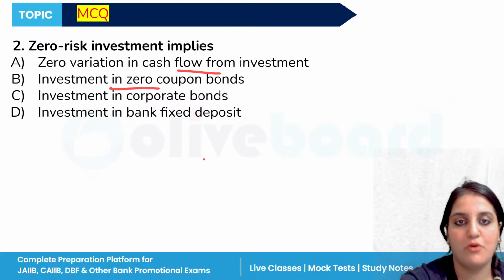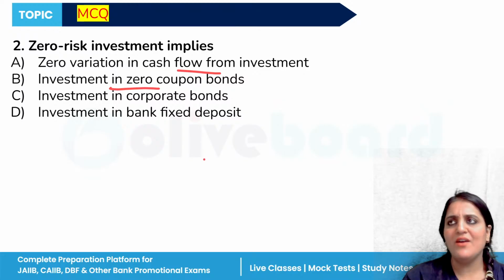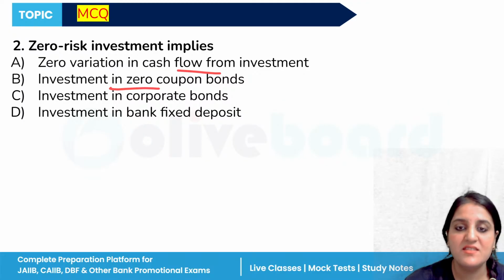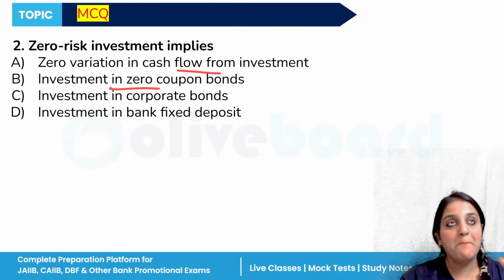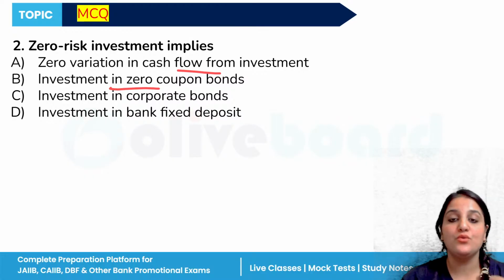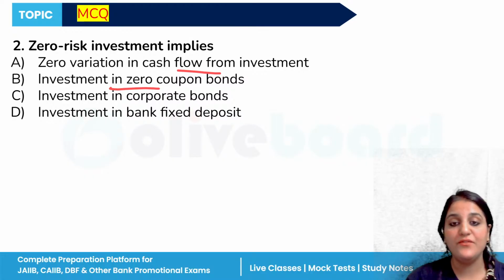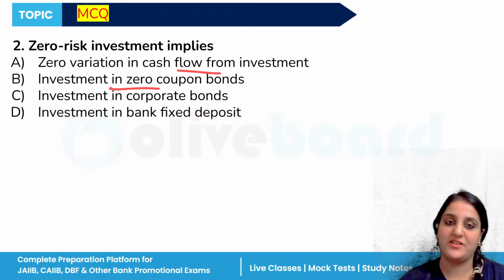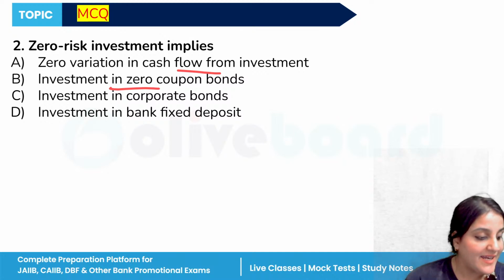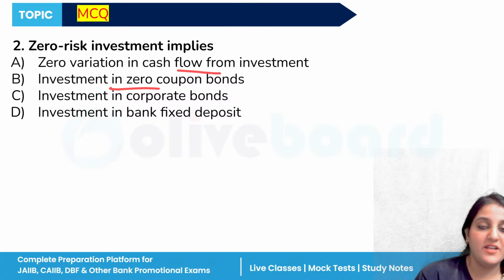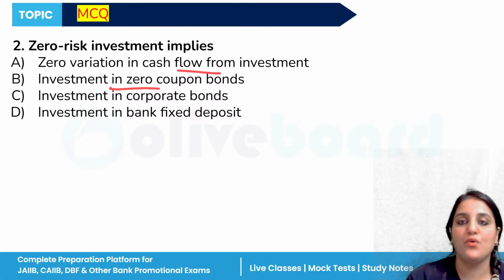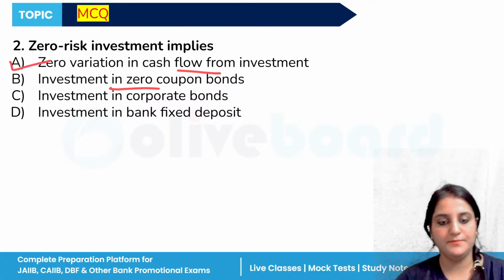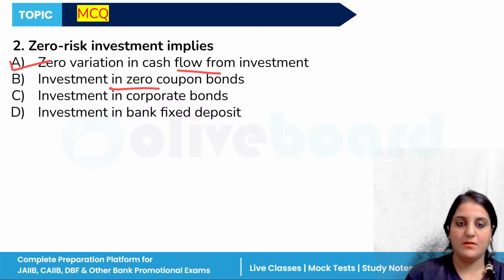And if we talk about the investment in bank fixed deposits, while bank fixed deposits are generally considered relatively safe, they are not entirely risk free. The bank could fail, leading to the loss of the deposit. Additionally, inflation can erode the purchasing power of the fixed return. So here the correct answer is zero risk investment implies zero variation in the cash flow from the investment. Understood?